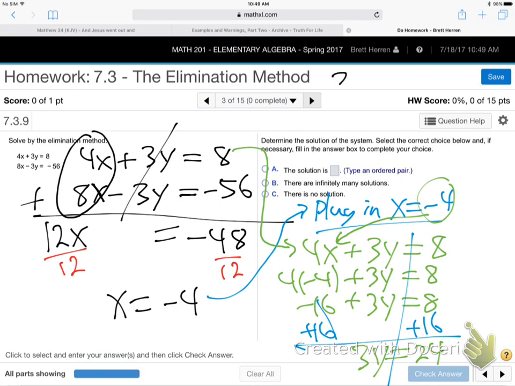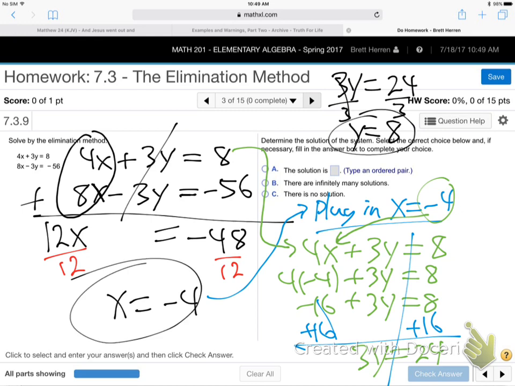I'll bring it up here. So 3y is 24 divided by 3. Y is 8. So we got x negative 4, y 8. Is that working for y'all? X negative 4, y 8. Got to put x first, then y. Parentheses, comma. There we go. Is that good? Questions I can answer for that? See how that's working?